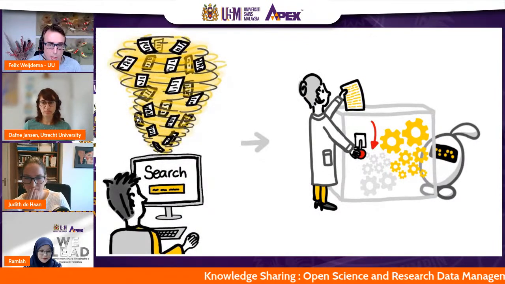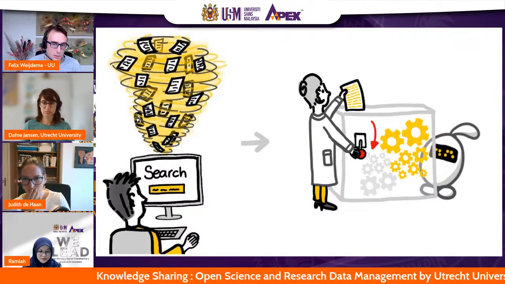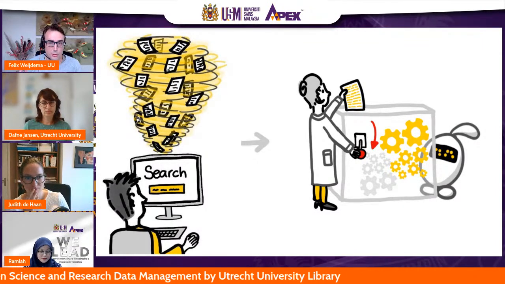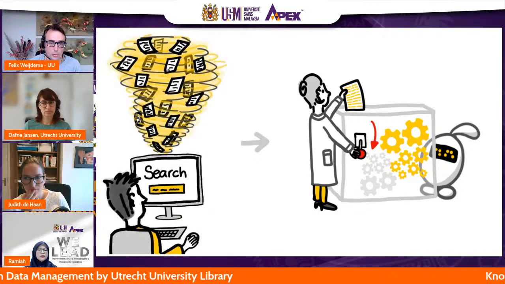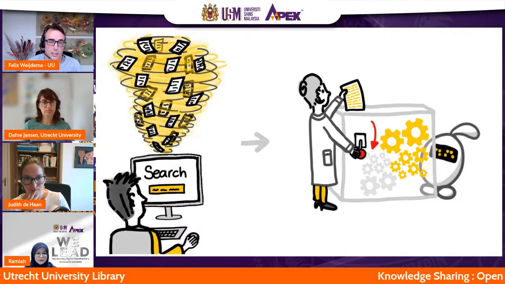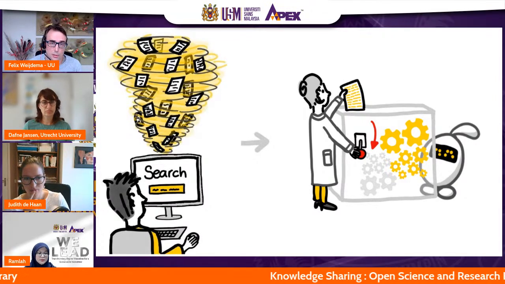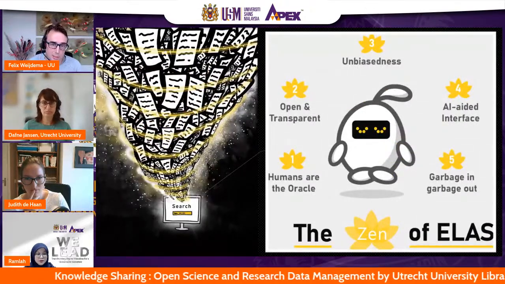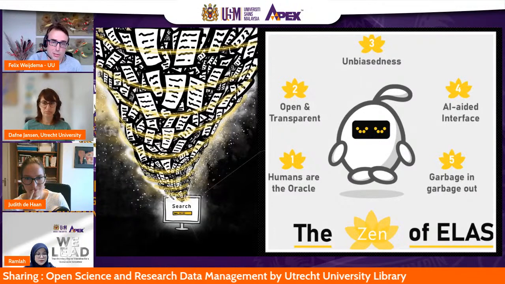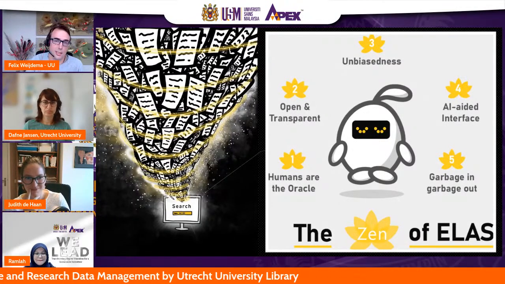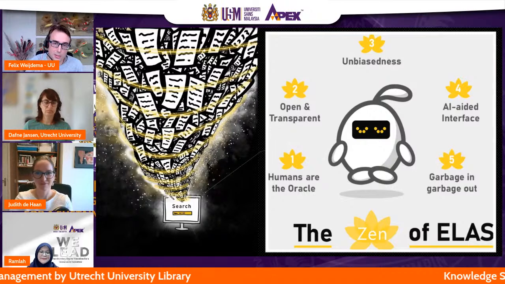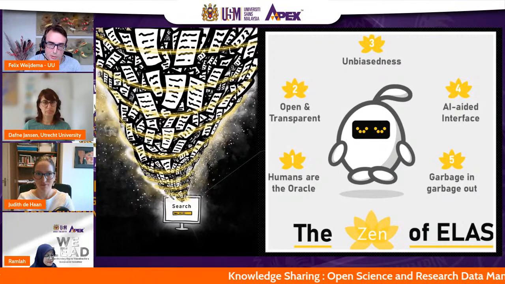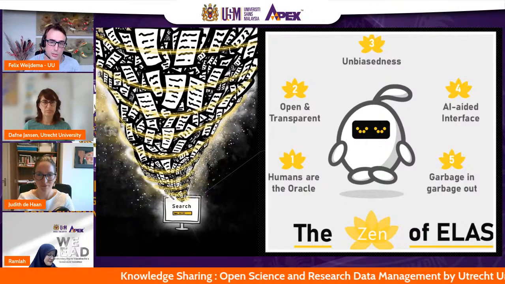And here you see the visual. We have developed a tool, but it's not a black box, it's a transparent box. And it is in line with all the FAIR principles. Everything you do is logged and registered. And once you push a button, it's fully reproducible and in line with open science and open FAIR data principles. That's depicted by the Zen of ALAS, the electronic lab assistant, this funny character. It's unbiased, open and transparent. And it's only an AI-aided interface with humans in the Oracle. So you keep in control of the tool itself.